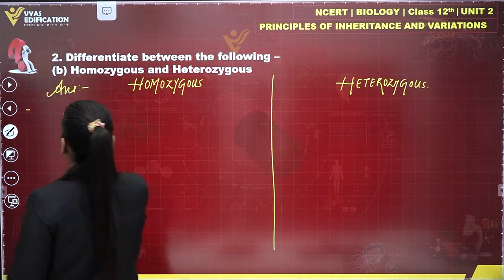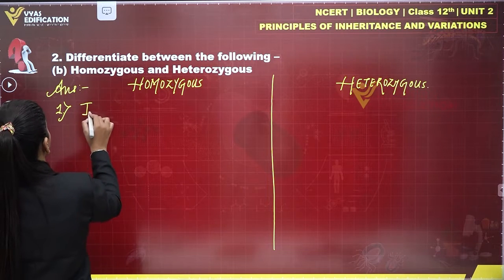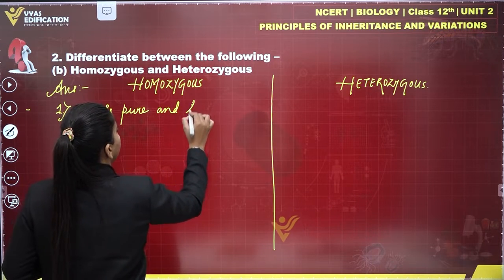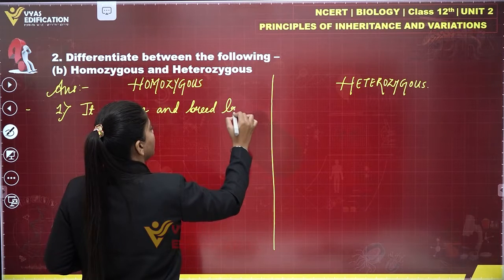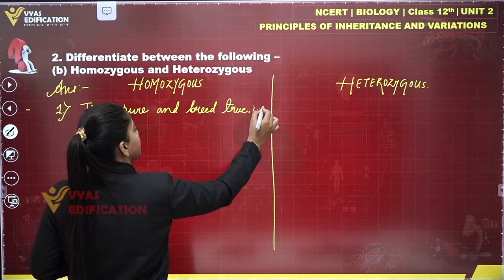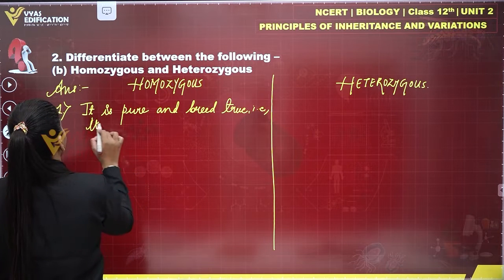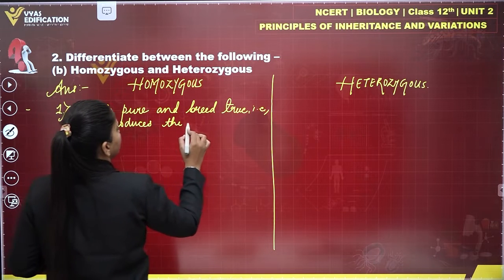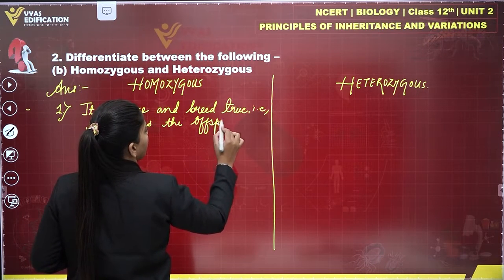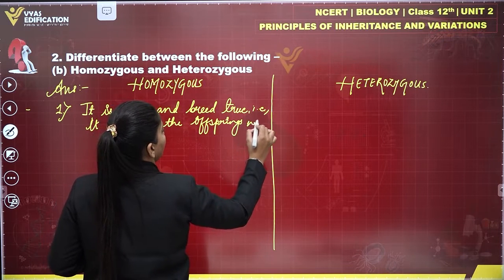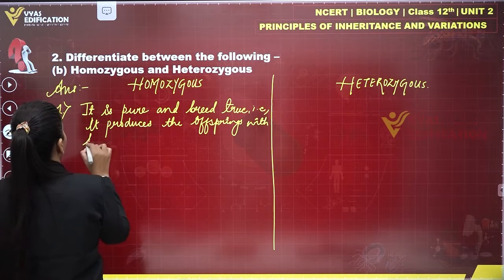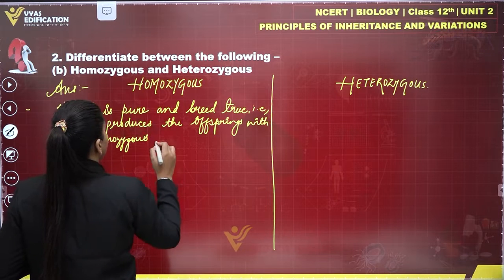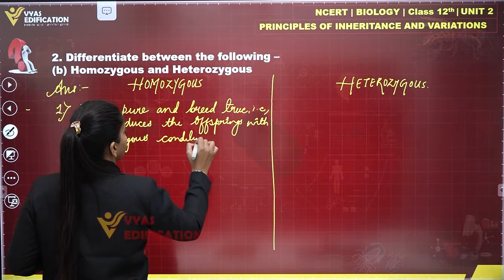Now, the first basic difference between these two is that homozygous is pure and breeds true. What does that mean? It produces offspring with homozygous condition, which are similar to it.